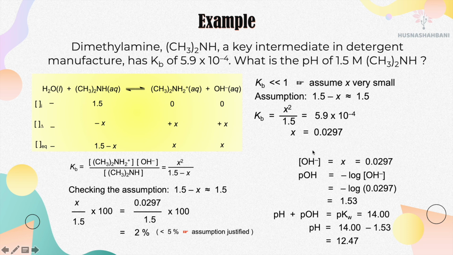Next, we know that the concentration of OH- is x. We have the value of x, 0.0297. We need to find the pH, but from OH- we need the pOH value first. So pOH equals negative log OH-, negative log 0.0297. The pOH value is 1.53. pH is equal to 14 minus 1.53, and the pH value is 12.47.